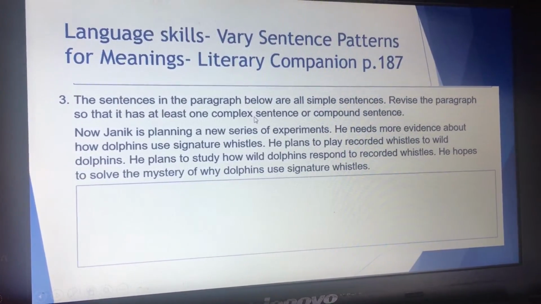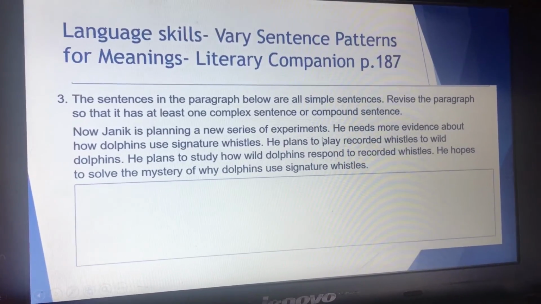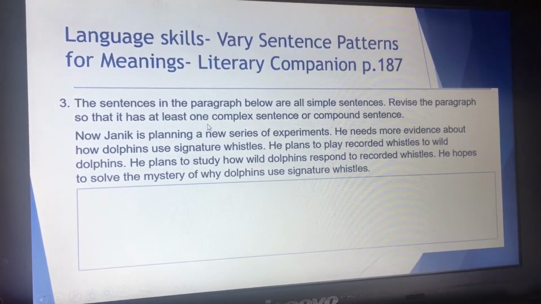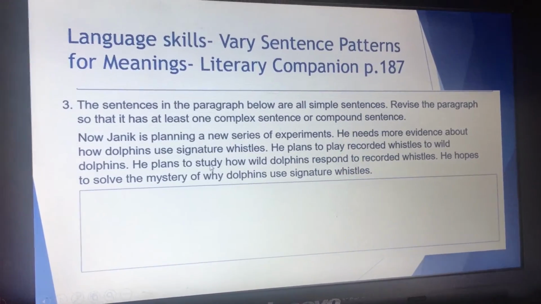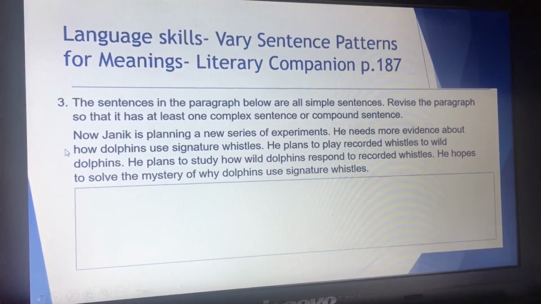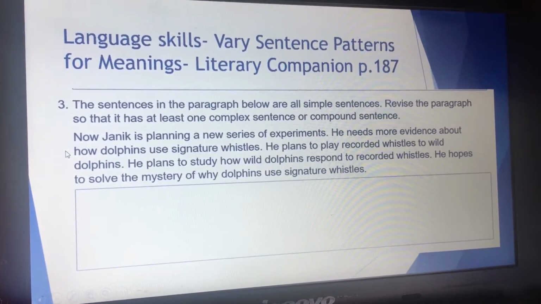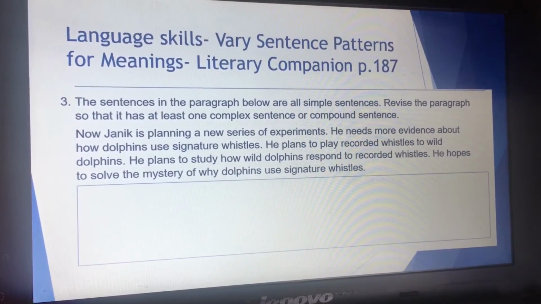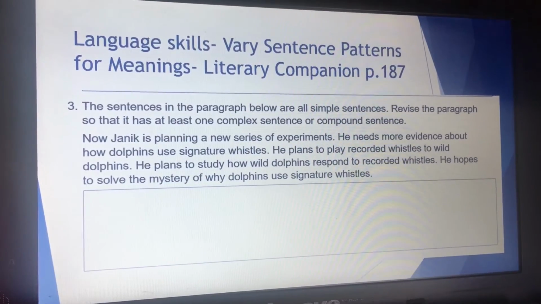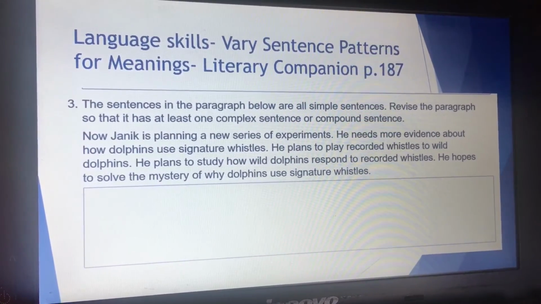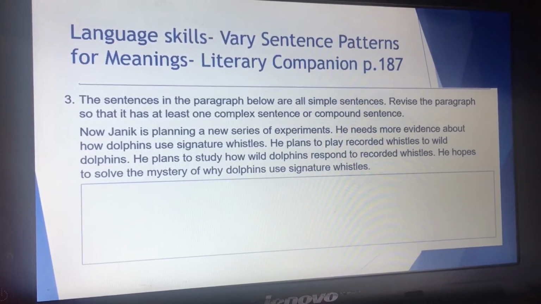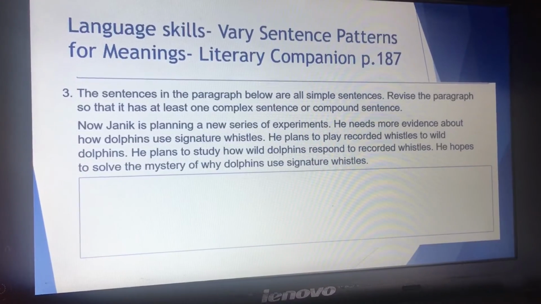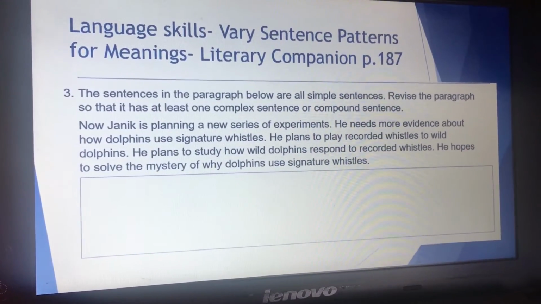Now, the sentences in the paragraph below are all simple sentences. You have to revise the paragraph again, so it has at least one complex sentence or compound sentence. Let's read the paragraph together. Now, Janik is planning a new series of experiments. He needs more evidence about how dolphins use signature whistles. He plans to play recorded whistles to wild dolphins. He plans to study how wild dolphins respond to recorded whistles. He hopes to solve the mystery of why dolphins use signature whistles.